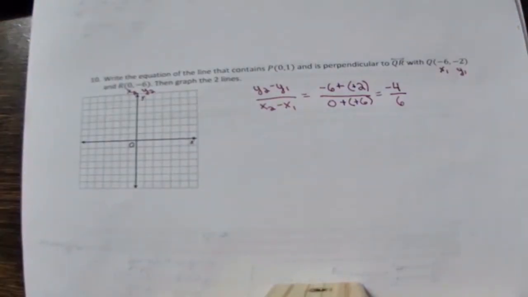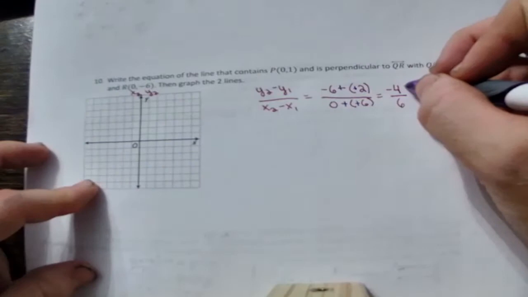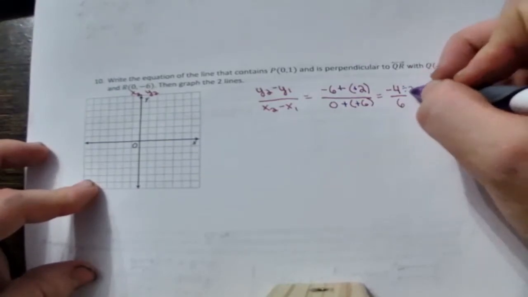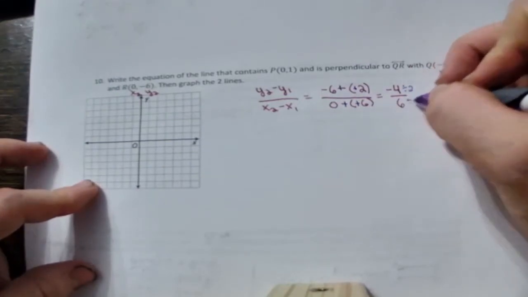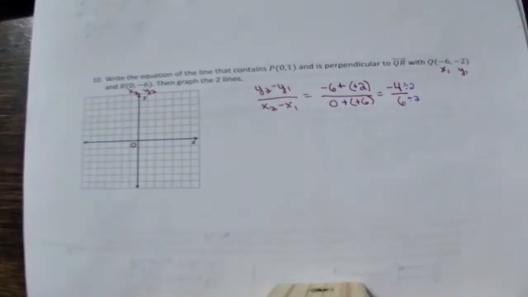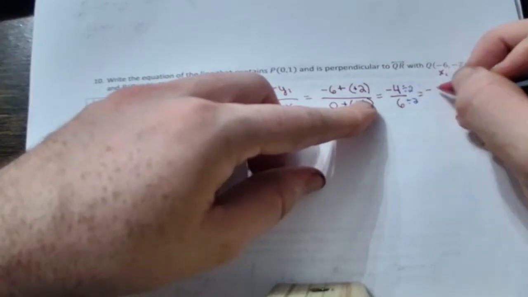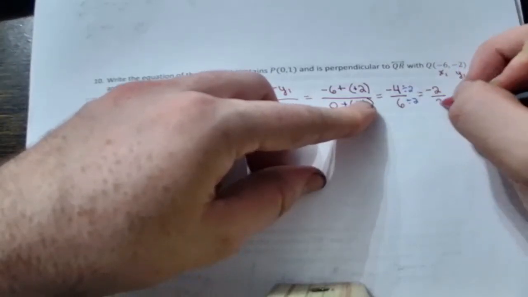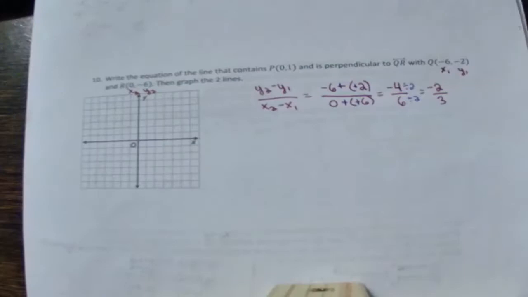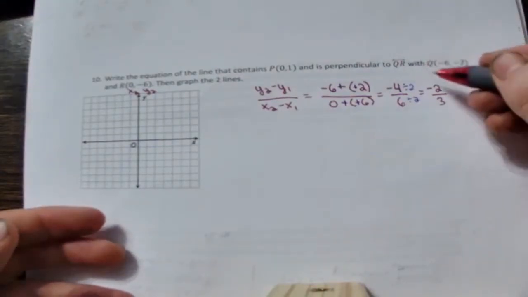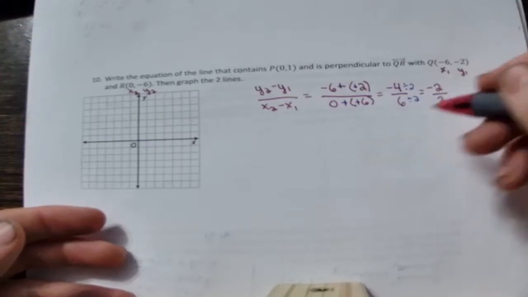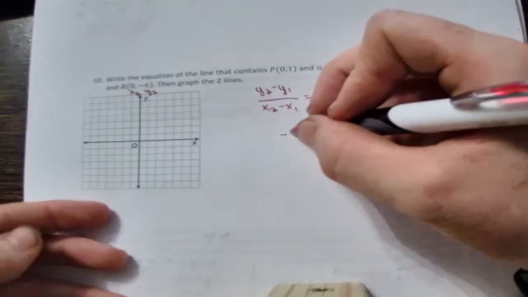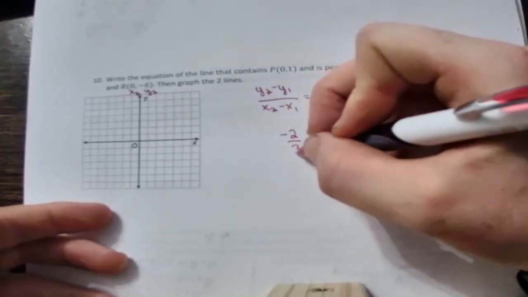Now this can be simplified down, and the way I'm going to do that is by dividing the top and the bottom by 2. And when I do that, I get -2 over 3. So the original slope for QR is -2 over 3. So this is the original slope.